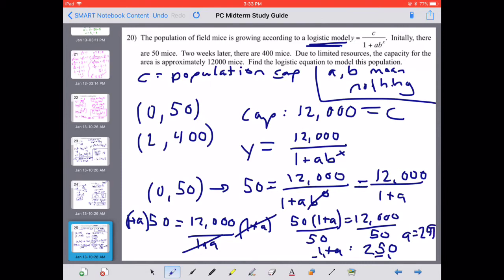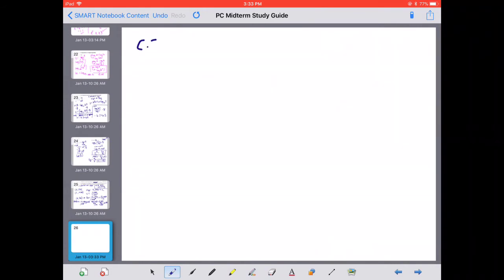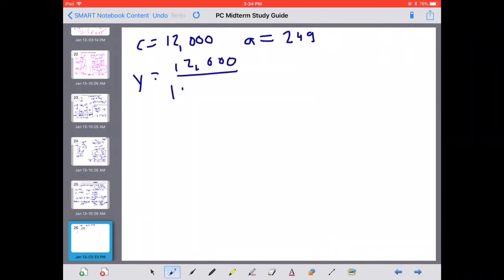Alright, so we have c equals 12,000. And now we have that a is equal to 249. So we can still use our same equation. And now we have to do a little bit more work to find what b is equal to. Because as we notice, we still have y, b, and x as unknowns. And that's when we use our second point, which we said was 2 weeks and 400 mice. So just like we did in the other one, we're going to plug our information in.